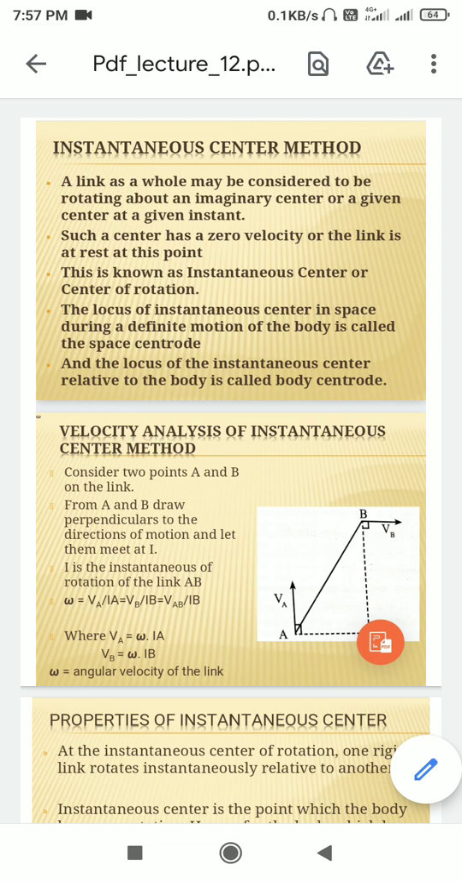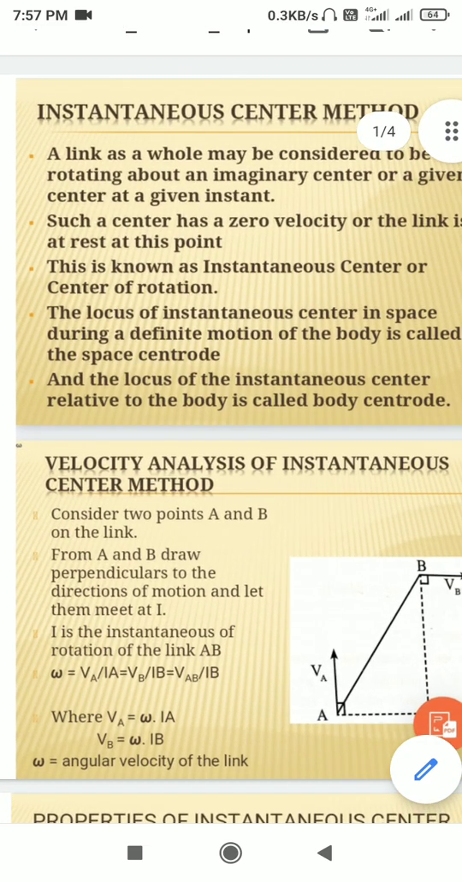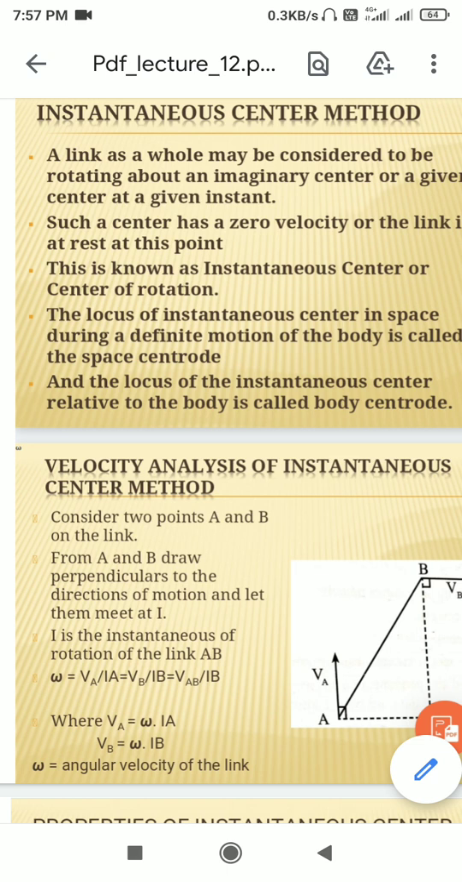This center is known as the instantaneous center, or the center of rotation. So, the locus of this instantaneous center in space during definite motion of the body is called the space centroid. What is the space centroid? The locus of the instantaneous center in space during the motion is known as the space centroid, whereas the locus of the instantaneous center relative to the link or the body is known as the body centroid.